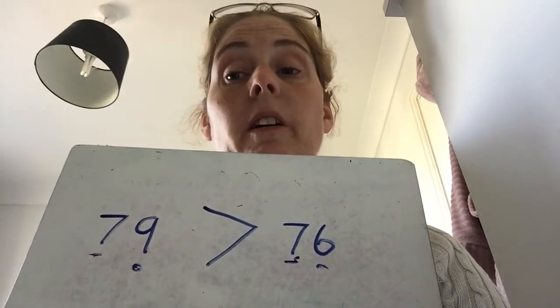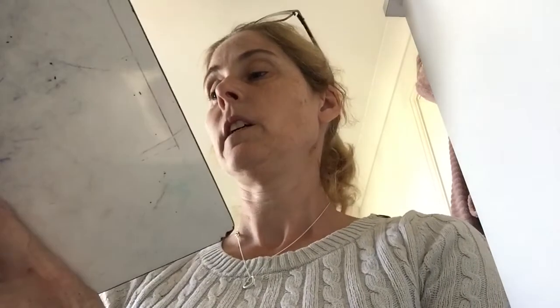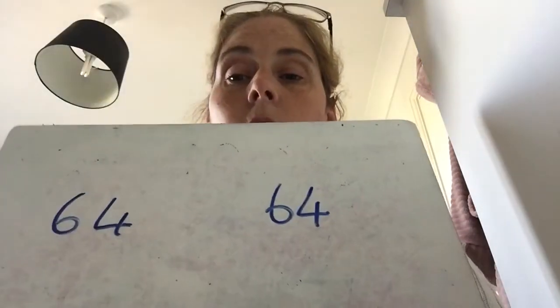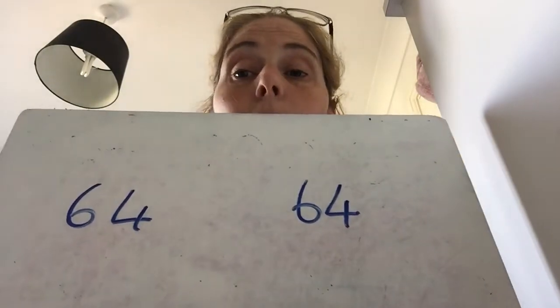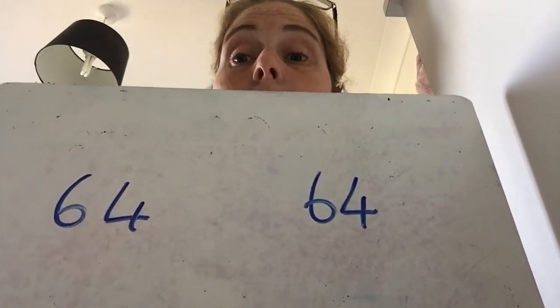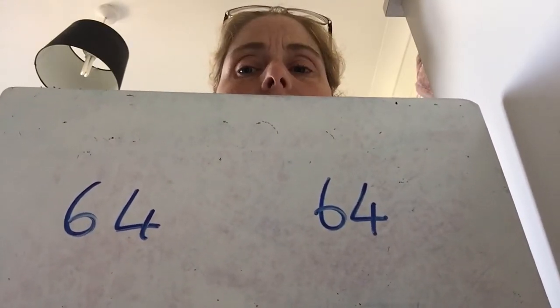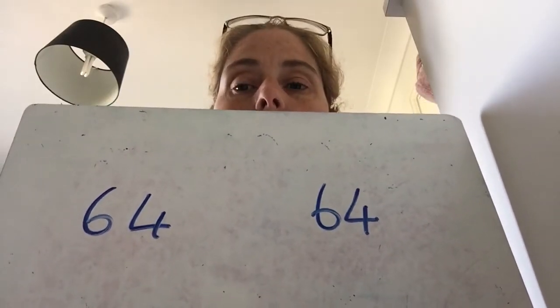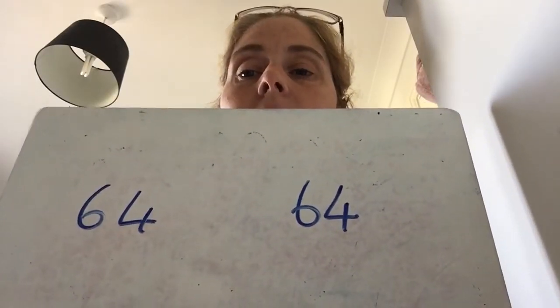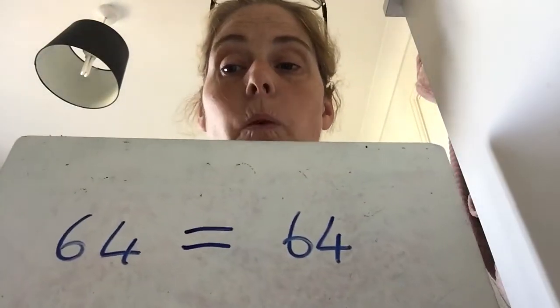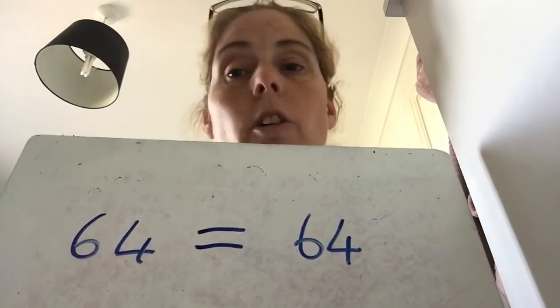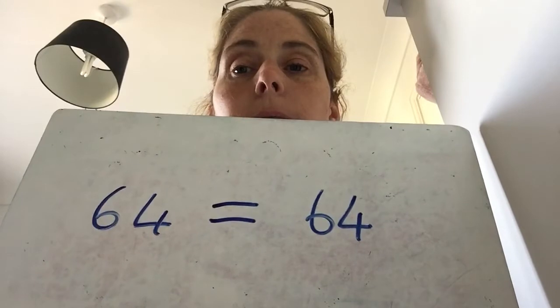There is also another sign we can use. If we had this, there isn't a number for the crocodile to eat because neither of them are bigger or smaller. They are the same. That means they are equal, and there's a clue in that word, equal. When two numbers are equal like that, you just put an equal sign in the middle. Okay, so no crocodile, just an equal sign.